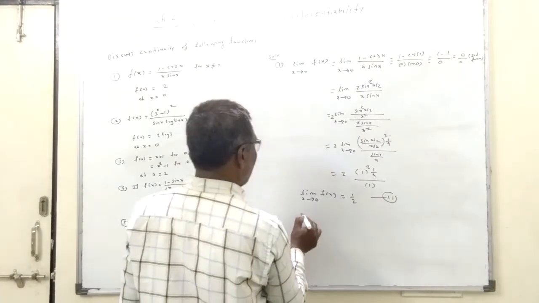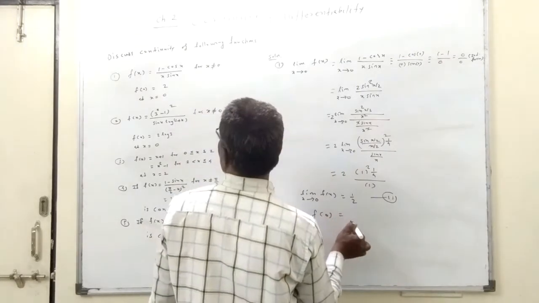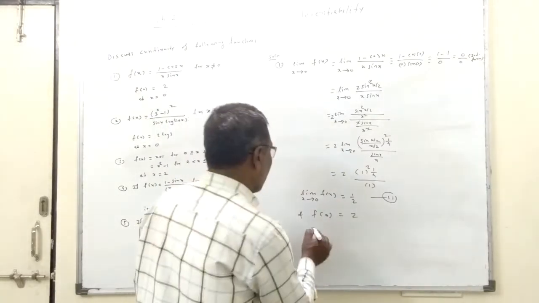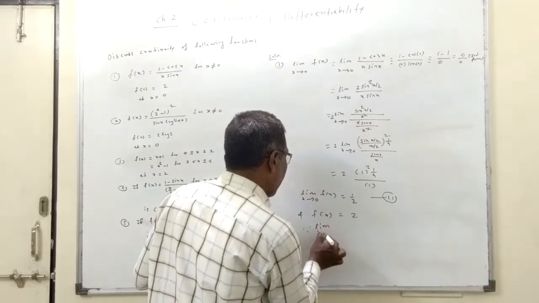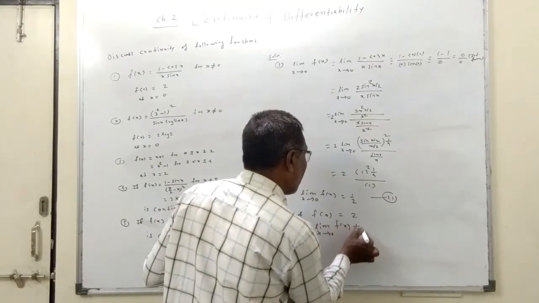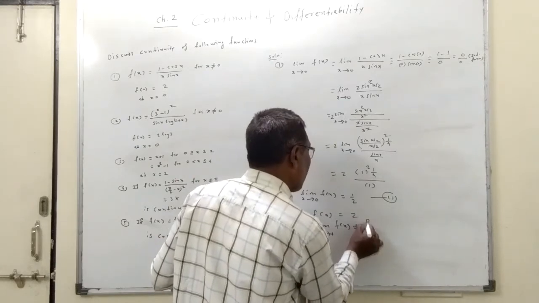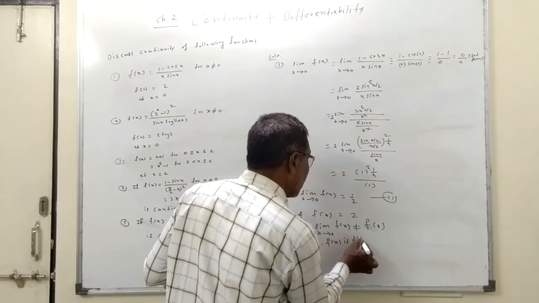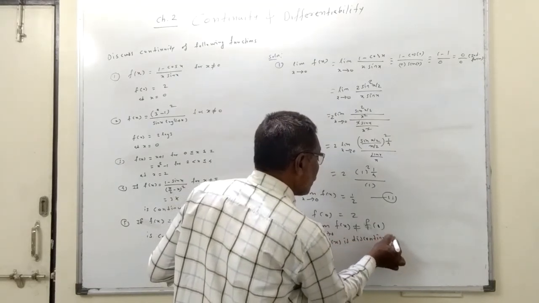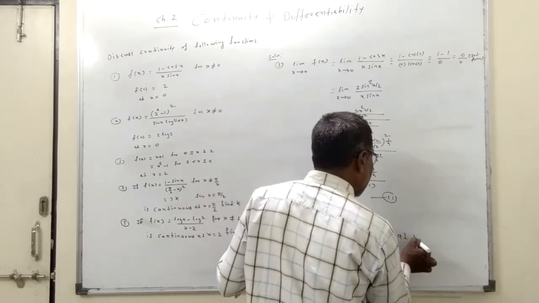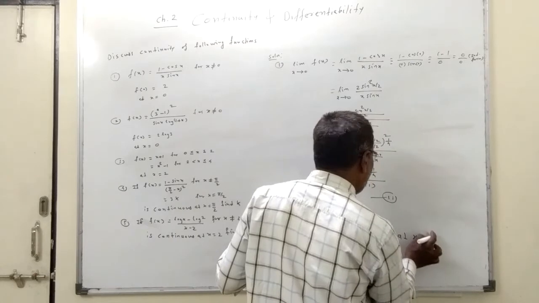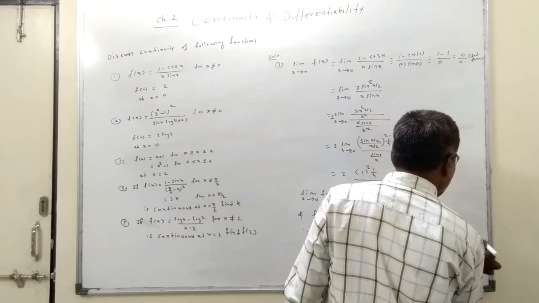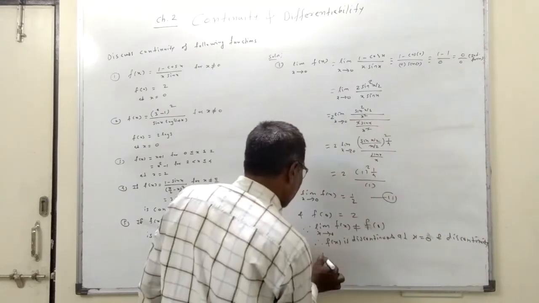and the f of 0 value is given here as 2. So here the limiting value and the function value are not equal. So since limit x tends to 0 f of x is not equal to f of 0, therefore f of x is discontinuous at x is equal to 0, and the discontinuity is removable.